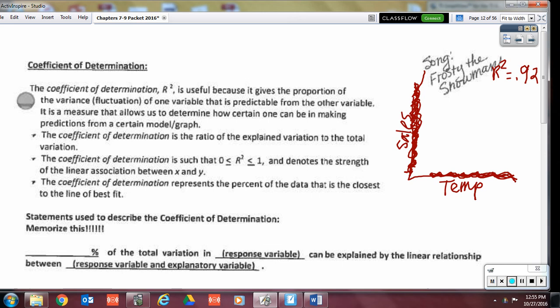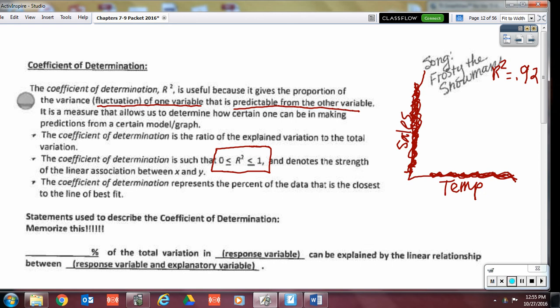So let's now go through this with that concept in mind. R squared is based on the fluctuation of that y variable that can be predicted by the changes in the x variable. Because it is R squared, it has to be a positive number. So you are literally taking the R values, you are squaring them. Therefore, R squared numbers go from 0 to 1.